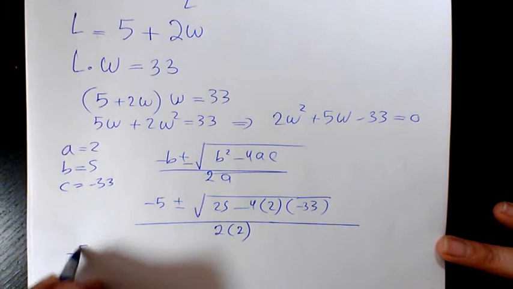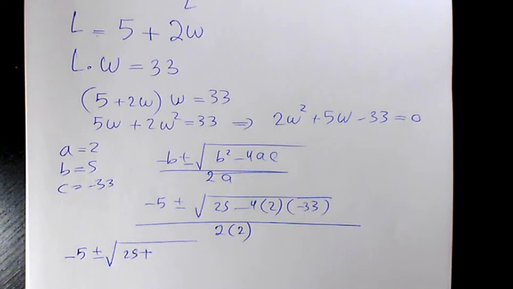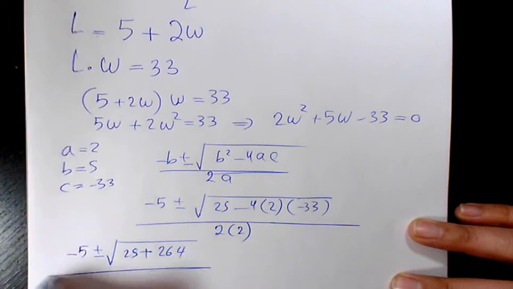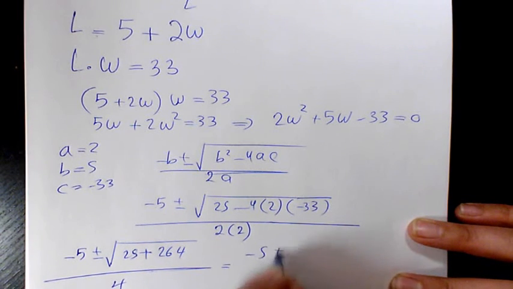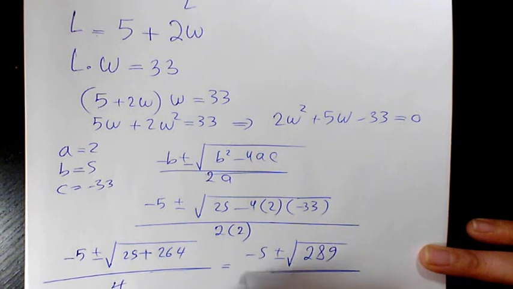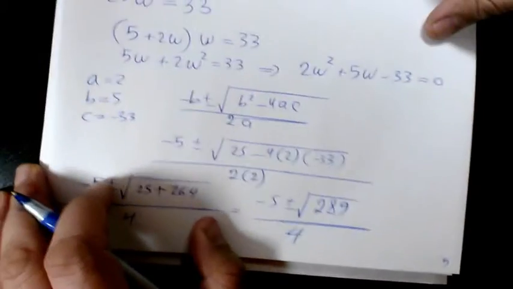Then it's going to be negative 5 plus or minus 25. Negative times negative is going to be positive. 4 times 2 times 33 is going to be 264, divided by 4. Negative 5 plus or minus the square root of 264 plus 25, which is going to be 289, divided by 4. So the square root of 289 is 17.